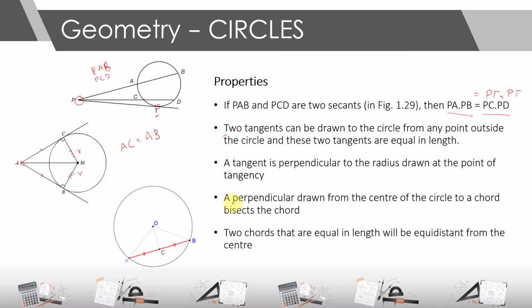The next property written here is, if you draw a tangent, it is going to be perpendicular to the radius. So this angle which is marked 90 degrees here, this is always going to be 90 degrees.